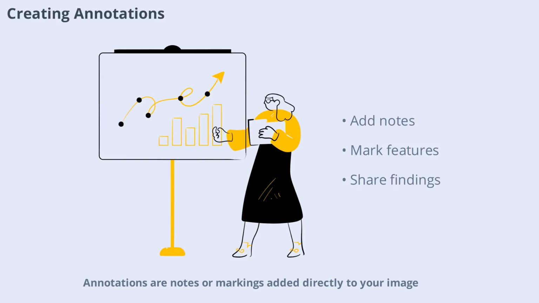Annotations are notes or markings added directly to your image. They help highlight important features, record measurements, or indicate areas of interest. Most analysis software allows you to add text, arrows, or shapes. Good annotations make your findings clearer and easier to share with others.